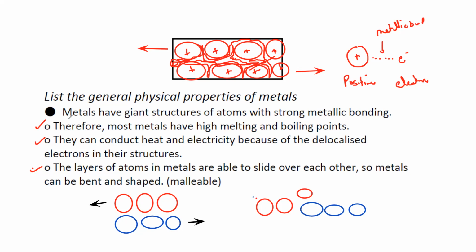Is it clear? The properties of metal: metals usually have high melting and boiling points because of the strong metallic bond, or strong attraction between the positive ions and the free electrons. They can conduct heat and electricity, because the ions can vibrate and the electrons can travel from one place to another. As well, the layers can slide over each other. That's why metals are malleable, or can be hammered into shape. Any doubt till this point? Okay.